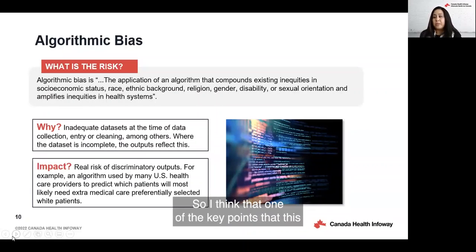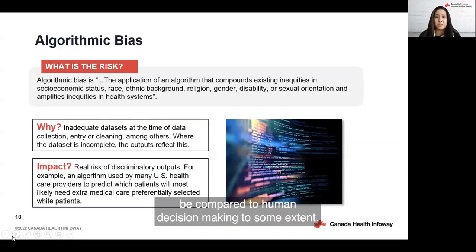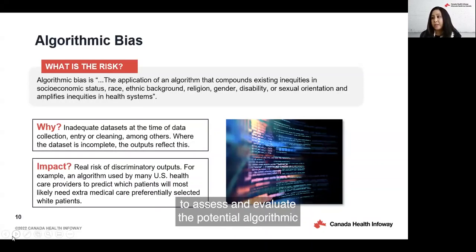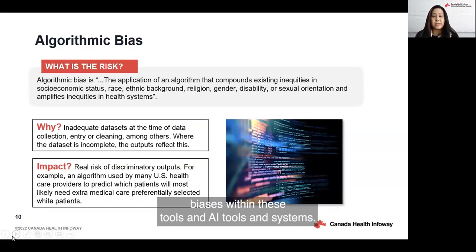So I think one of the key points that this article highlighted is that these algorithms should always be compared to human decision-making to some extent. There must be some level of human intervention required to assess and evaluate the potential algorithmic biases within these tools and AI tools and systems.